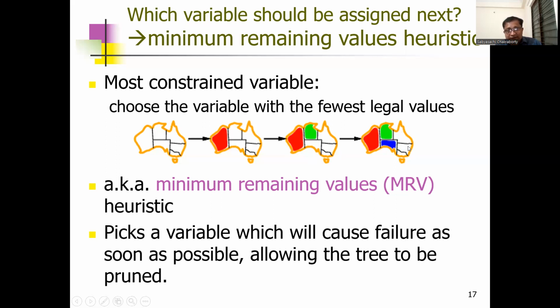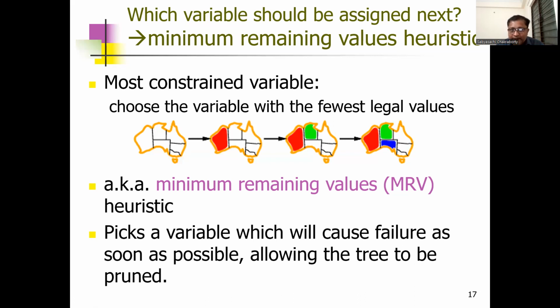After that, New South Wales will have the remaining value 1. So no other option, it will have green. Victoria also has the remaining value 1, so Victoria will be colored with no other option, that is green. So in this way, optimality can be reached, but there is a problem with minimum remaining value.